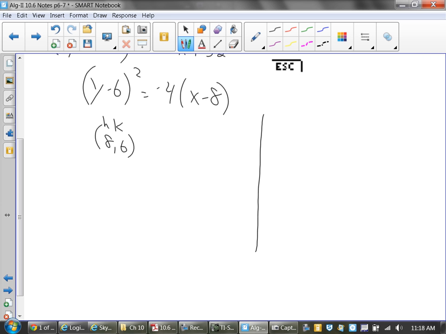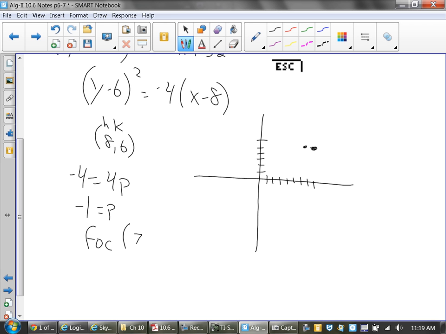So I go to plot. Eight, 6. It's got a negative 4, so is this opening left or is this opening right? Left. Opening left. Now we got to figure out our p-value so we can figure out where our focus goes. Negative 4 equals your 4p. What's p? Negative 1. So that means that my focus is at the ordered pair 7, 6.